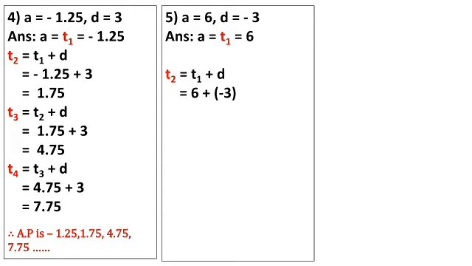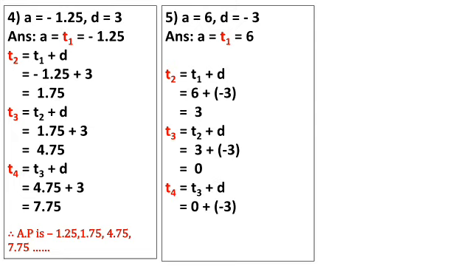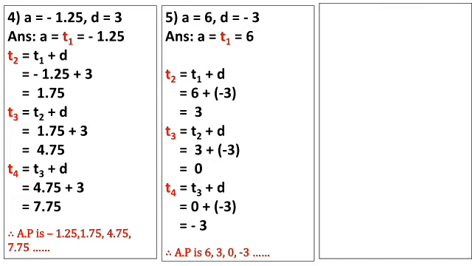I hope you understood how to solve these sums, how to find the AP, how to write the given number in the AP. We have to find the 3 terms. So here we got the 3 terms. T1 is already 6 is given. Next 3 terms we got 3, 0 and minus 3. These are our AP. Now the sixth one, A is given minus 19 and D is given minus 4.